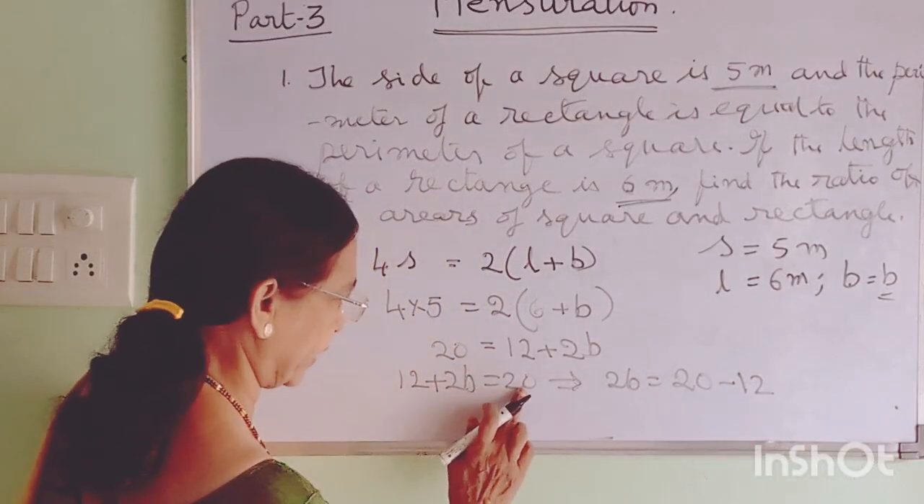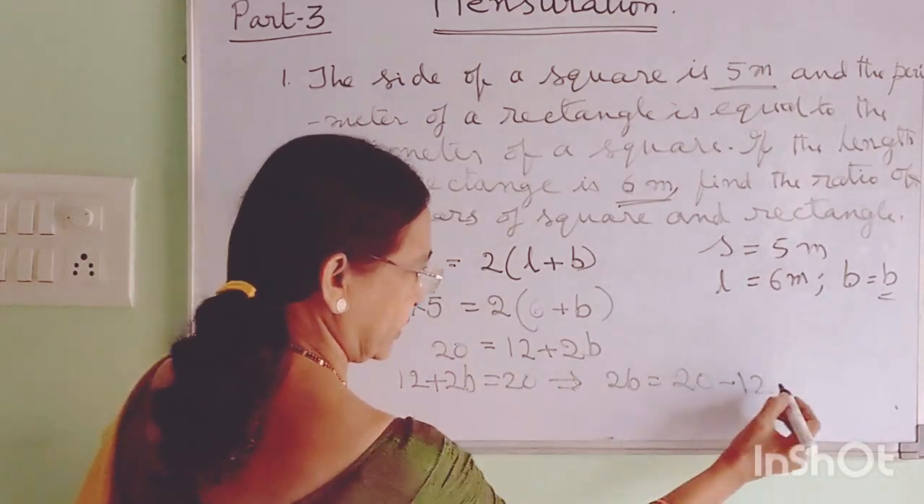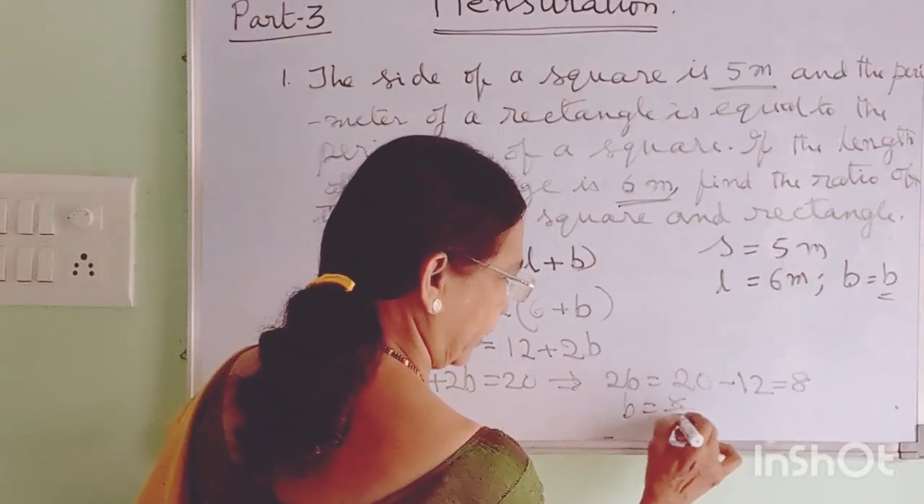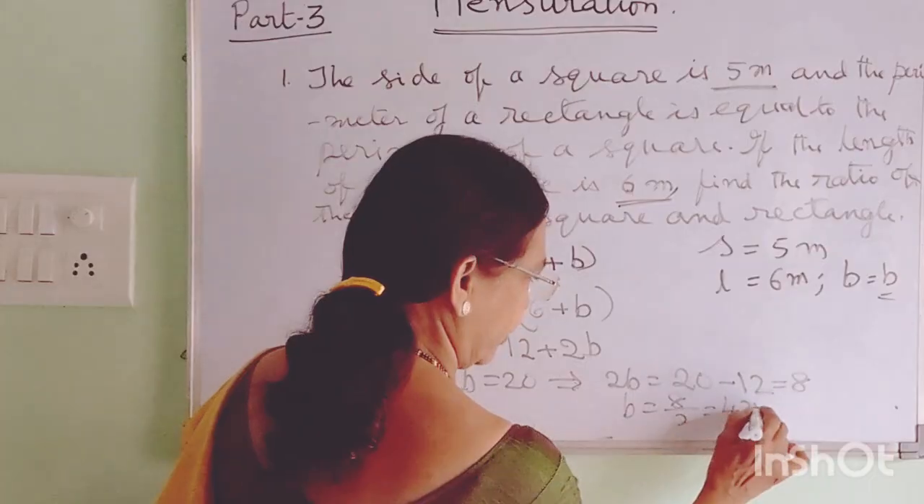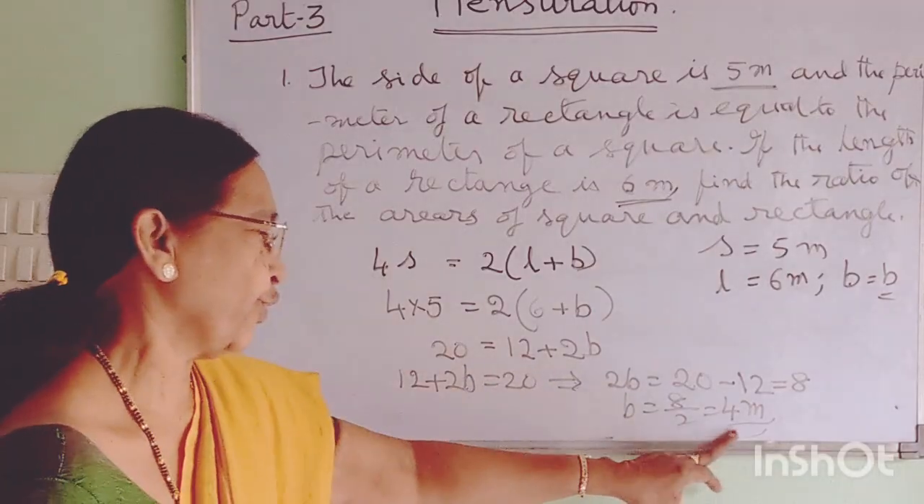2B is equal to 20. Transposing 12 to the other side, B is equal to 20 minus 12, which is 8. Therefore, B is equal to 8 by 2, which is equal to 4 meters. The breadth of the rectangle is 4 meters.